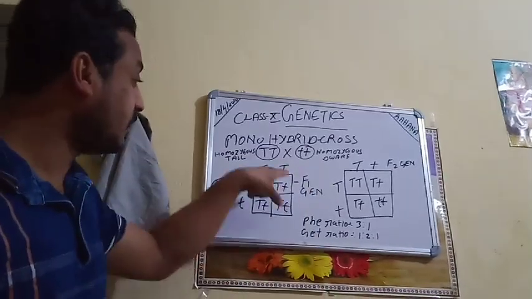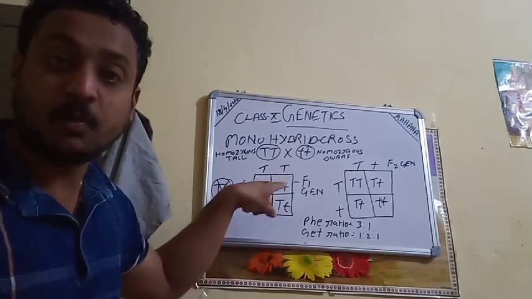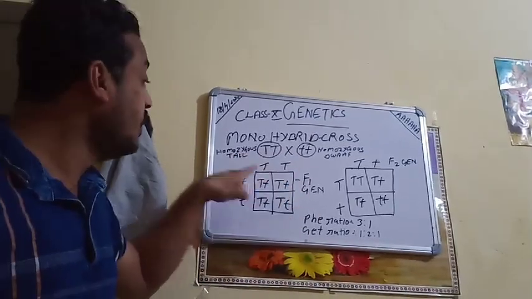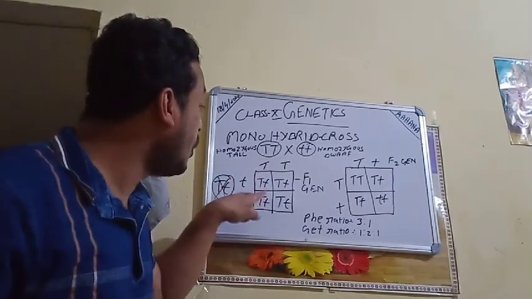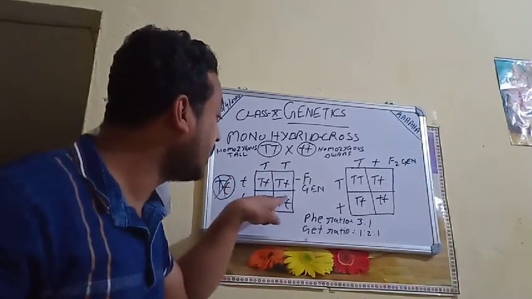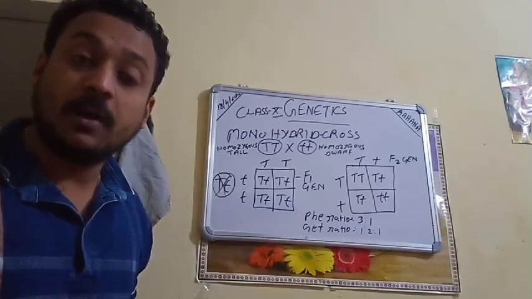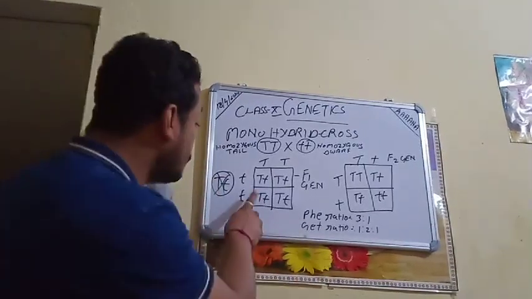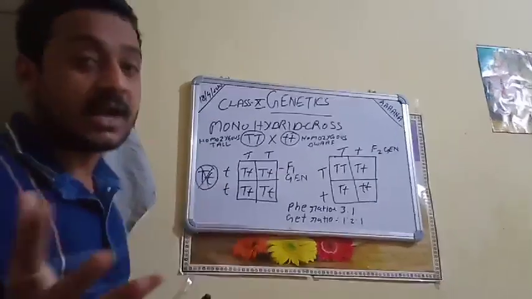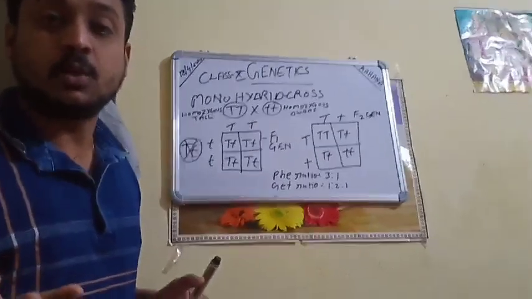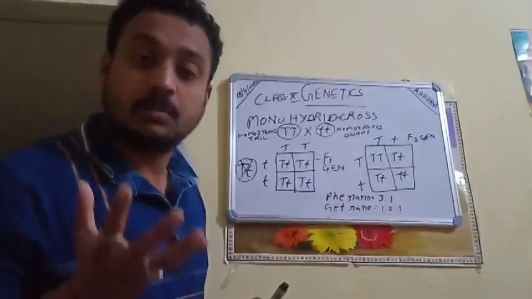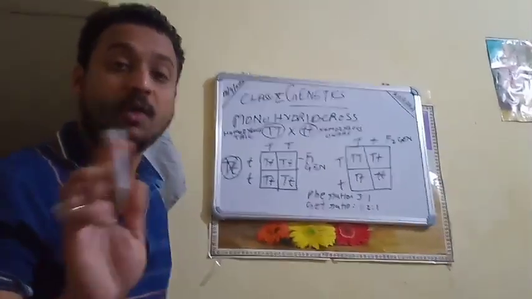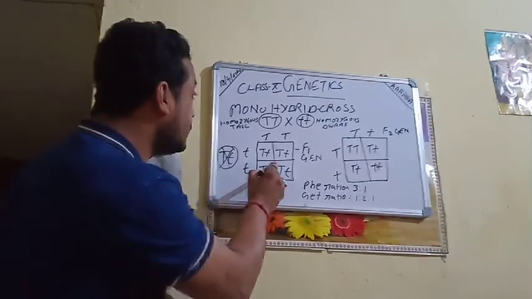So this is for the F1 generation. What kind of progenies or offsprings have we found in the F1 generation? We have found capital T small t, capital T small t. All are equal. Since capital T is dominant over small t, which character will be shown? Tall or dwarf? Of course, tall character will be shown. Dwarf won't be shown. Why? Because capital T is dominant.